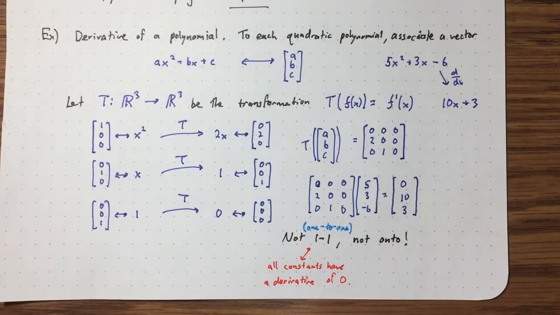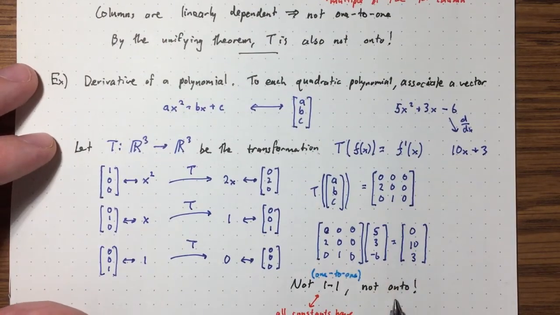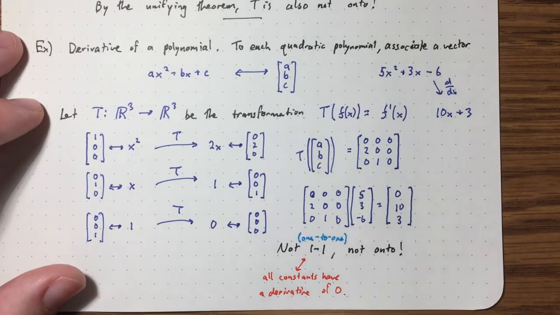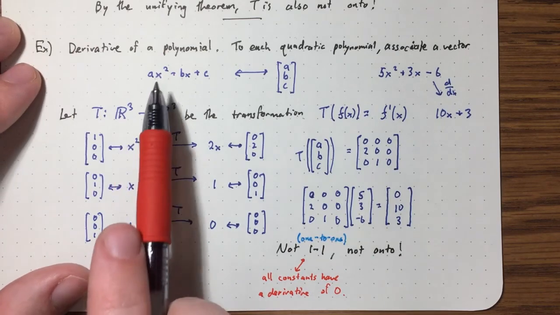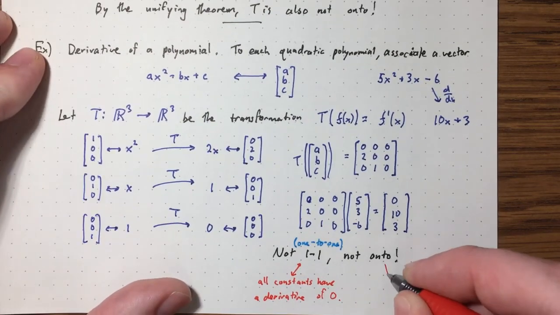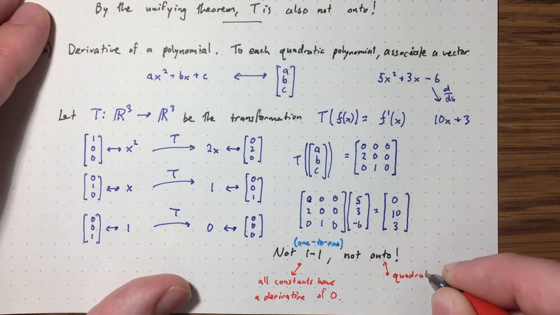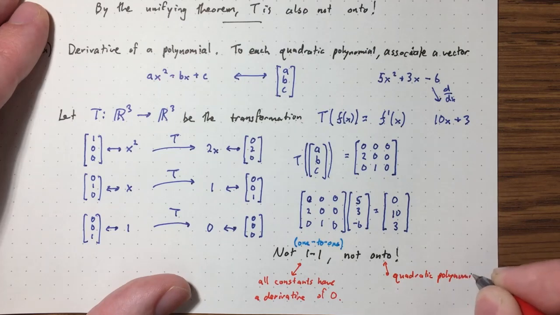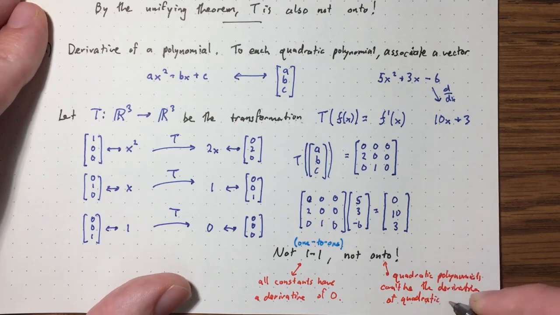All right, so that's what it means to not be one to one. And what does it mean to not be onto? It means that certain polynomials cannot get hit. Right, so certain quadratic polynomials are not the derivatives of quadratic polynomials. When you think about it, if we start with a quadratic polynomial and take the derivative, we're going to get a linear polynomial. So this is just because quadratic polynomials can't be the derivative of quadratic polynomials. You need a cubic polynomial to be able to get a quadratic polynomial as the derivative.